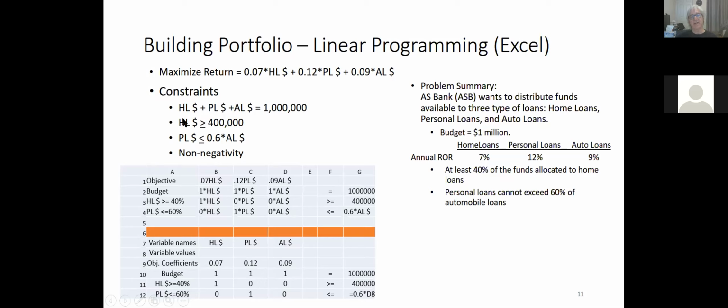The second constraint, though, has only HL here. So 1 HL, 0 on PL, 0 on AL. You see, I wrote all the three variables on the left-hand side of the constraint, but only enter the coefficient that I need. And the last one here has 0 and 0 here because only personal loans are written here. Okay? And it's greater than 0.6 of AL. I just copied it.